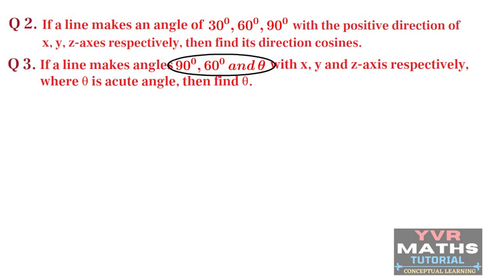In the previous question, what they given? What is the difference between previous question and this question? In the previous question, the given direction angles, then find the direction cosines. Present question, the given direction angles, out of the given 3 angles, one angle is unknown angle, find that unknown angle. Let us discuss the solution of this question.